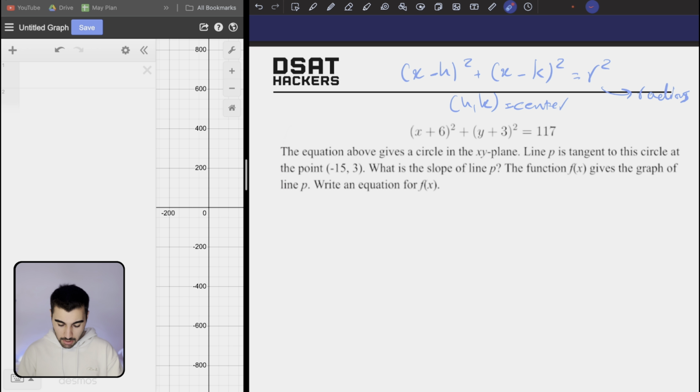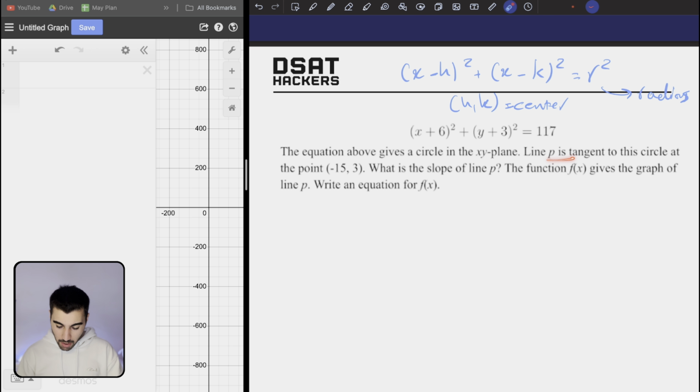Now let's go to the question. It says the equation above gives a circle in the xy-plane. Line P is tangent to the circle at this point. What is the slope of line P? The function f of x gives the graph of line P. Write an equation for f of x. So we have like two questions in one here.